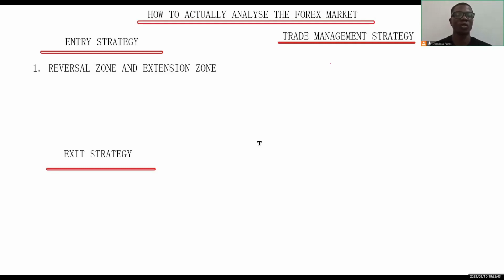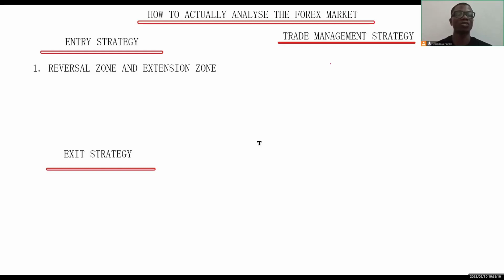An extension zone is the zone that shows me where I am supposed to take my profits on this particular trade. Remember that an entry is just as important as an exit. So if you have a reversal zone, it's also important to have an extension zone. An extension zone tells me where to exit prices. That's why it's listed under the entry strategy: before I enter a trade, I make sure I have a reversal zone, and I also make sure I have an extension zone.